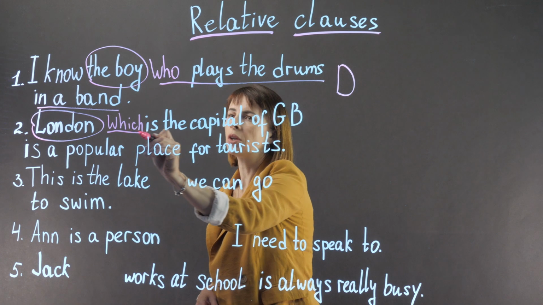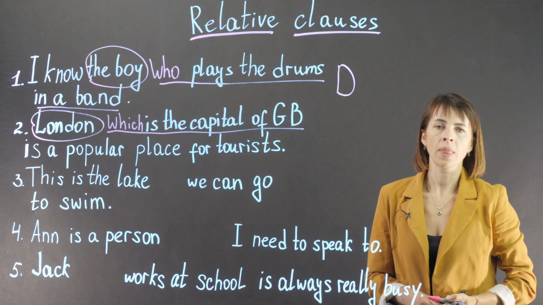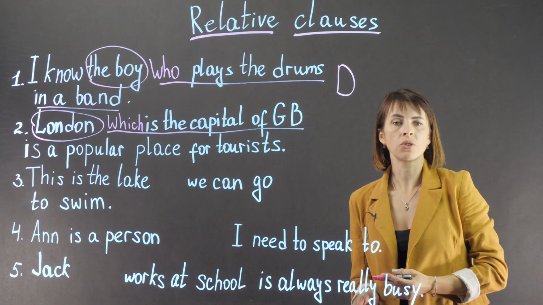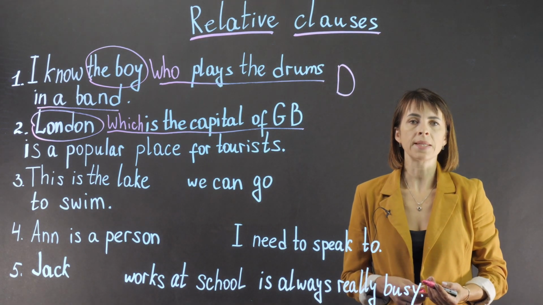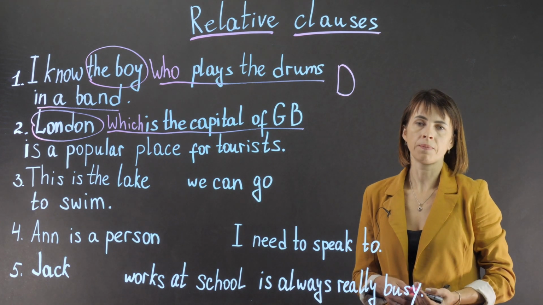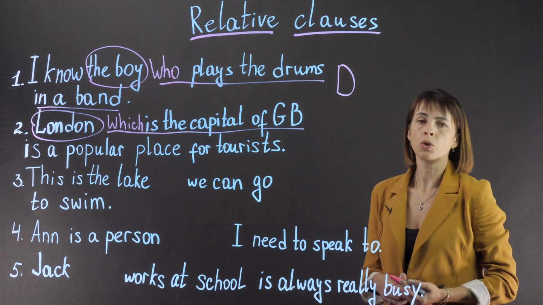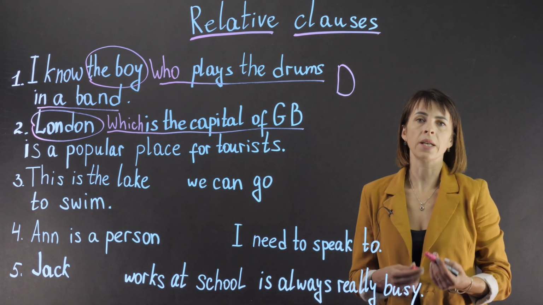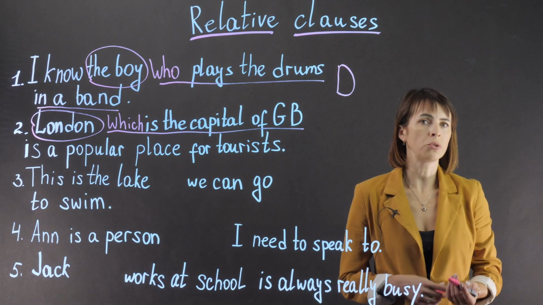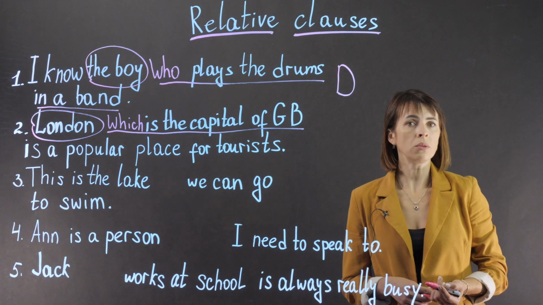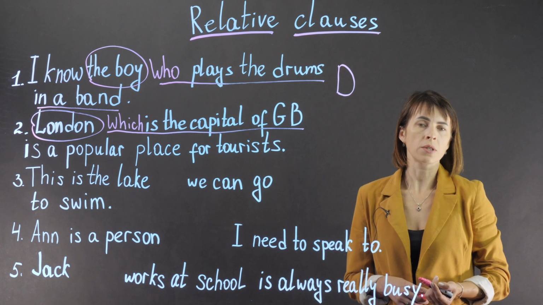Де підрядне речення? Which is the capital of Great Britain? Is it extra information or essential information? Це додаткова інформація чи основна, необхідна? Це додаткова інформація. Тому що без цієї інформації речення має зміст. London is a popular place for tourists. So, it's non-defining relative clause.